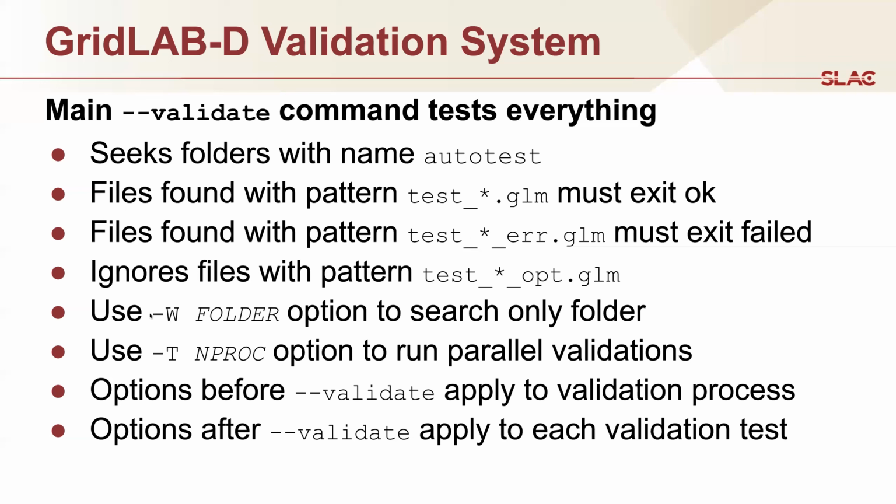Okay, so a couple of useful options. The -W option allows us to scan only folders within the list. So for example, if we say -W module power flow, then it only scans for the Autotest folder within the power flow module. That limits the test to only those files, and the test would go a lot quicker.